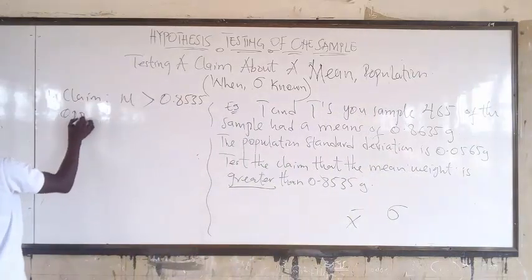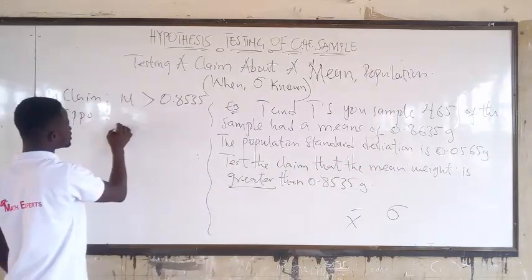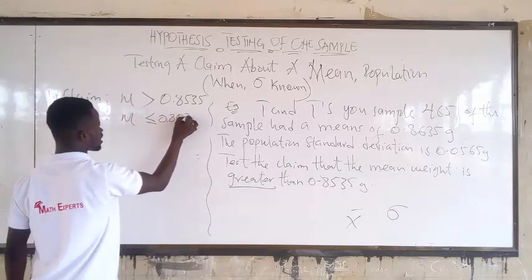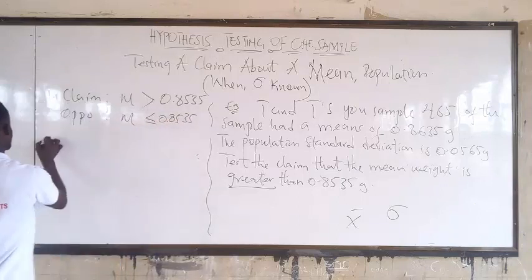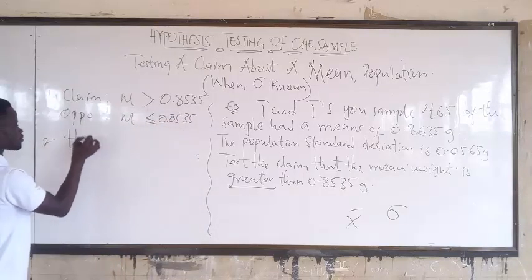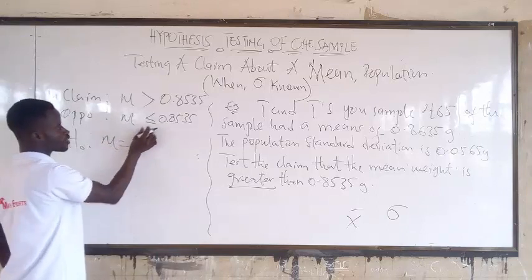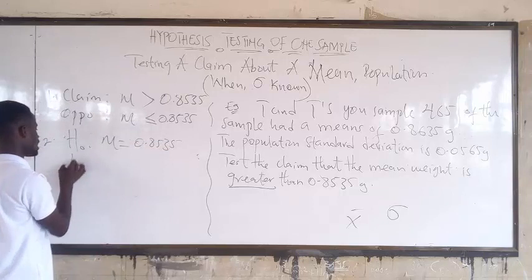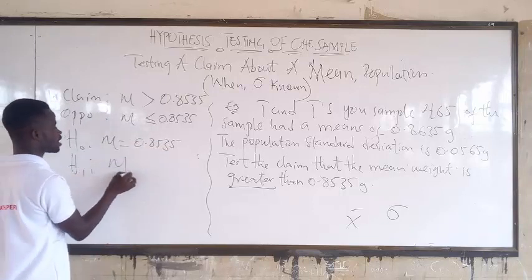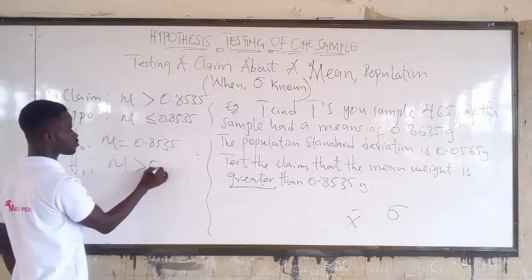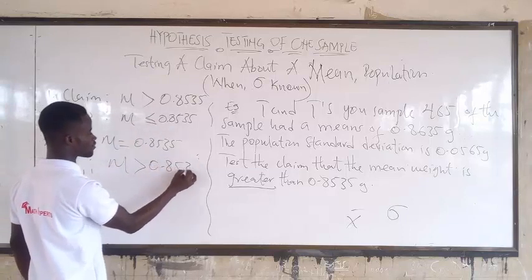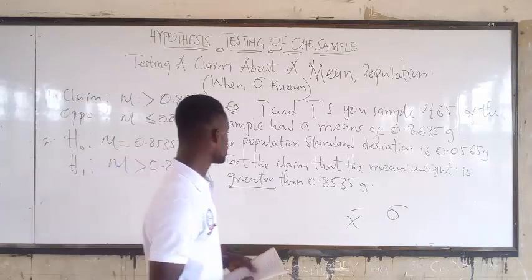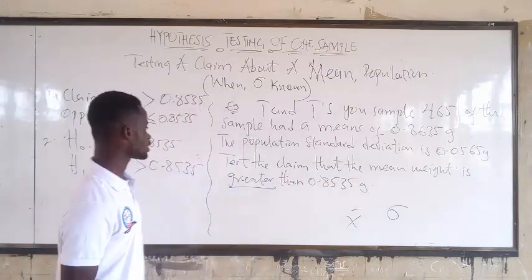So the opposite is that the mean will be less than or equal to 0.8535. Then the second stage is to state your null hypothesis. Your null hypothesis is where the equal to sign is, 0.8535. And the alternate hypothesis is where this one will maintain, 0.8535. Alright. Good. So that's where the claim is.